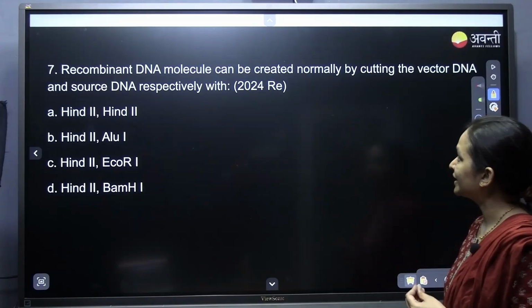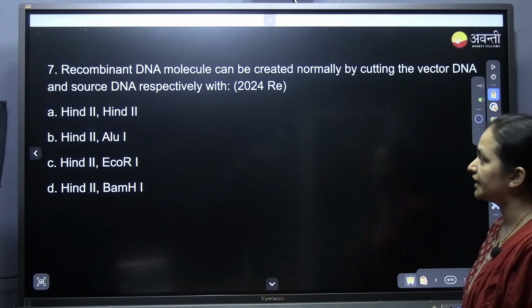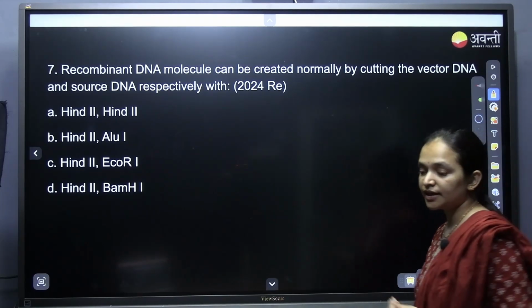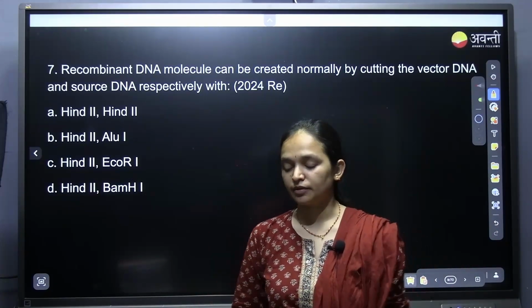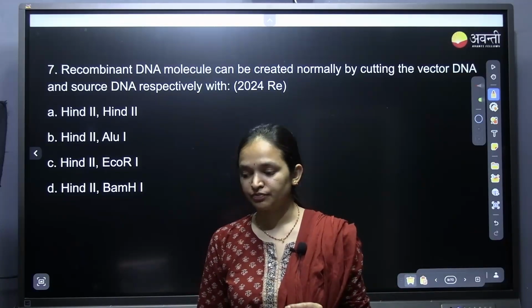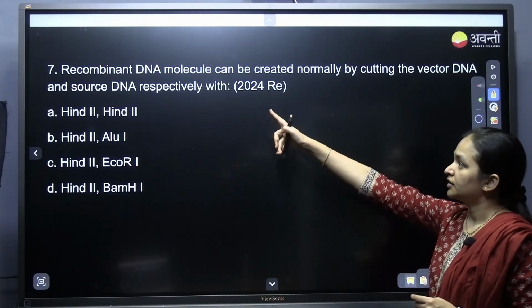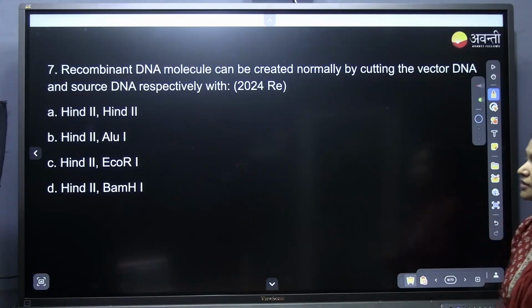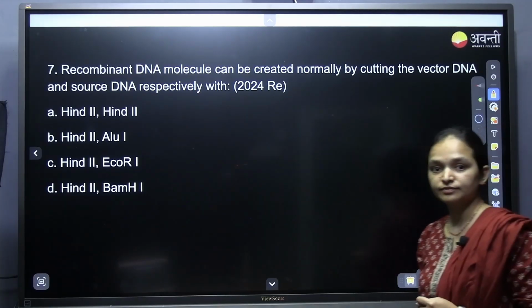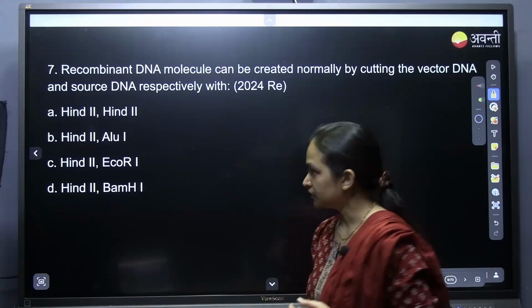A recombinant DNA molecule can be created normally by cutting the vector DNA and the source DNA respectively with the same restriction enzyme, isn't it? So now here you need to find the same restriction enzyme, for the DNA molecule of the vector and the source DNA. Which option is right? Same, yes, obviously.